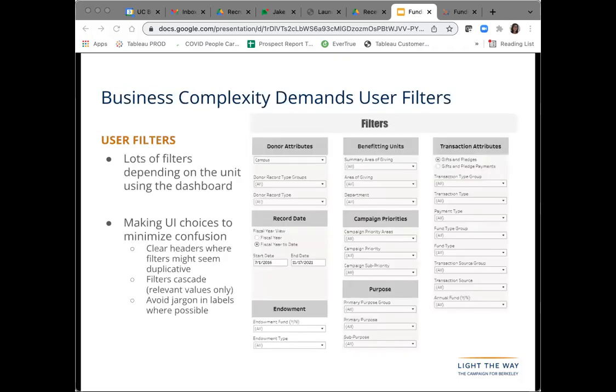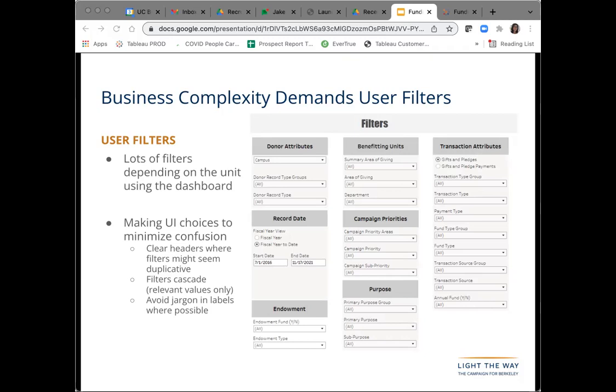And speaking of filters, this is really, I think, the most challenging piece. It was not so much the question of what filters do we put in, but how do we make those filters consumable and not overwhelming? There are a lot of things here, and I expect that most of you, being not familiar with the specific work of fundraising, look at this and say, oh my gosh, there's so much going on here that it's hard to know what's going on.